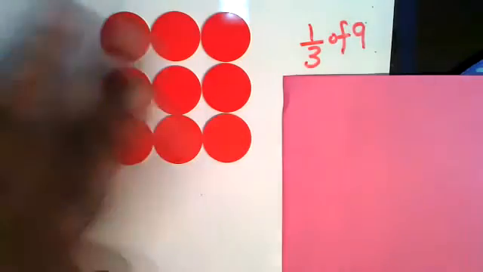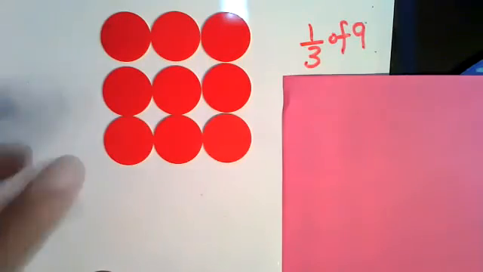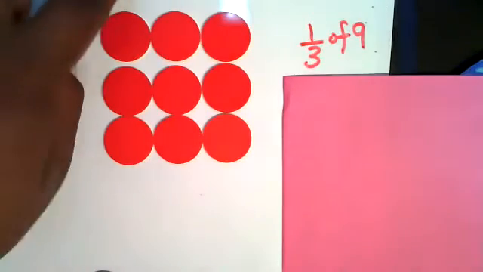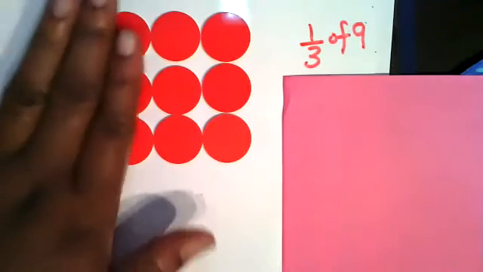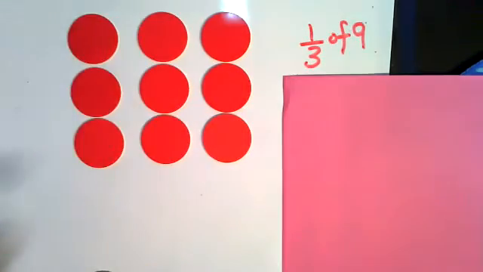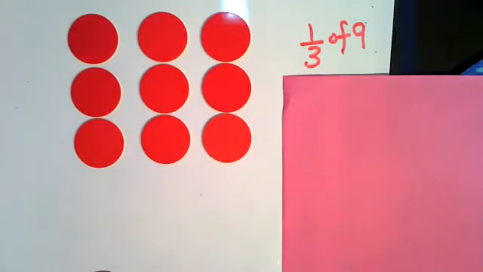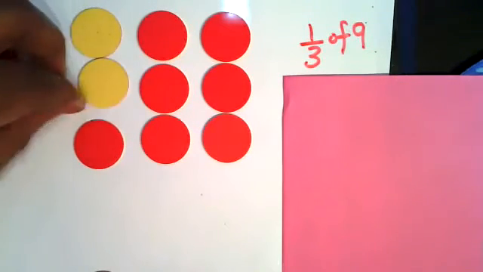So I know I have 9 counters, and they're already divided into 3 equal groups. You can look at them as columns or you can look at them as rows. If you want to pull them apart so you can see your 3 groups, you can do that. So if it wants 1/3 of them, then you can just simply turn over one of your groups.